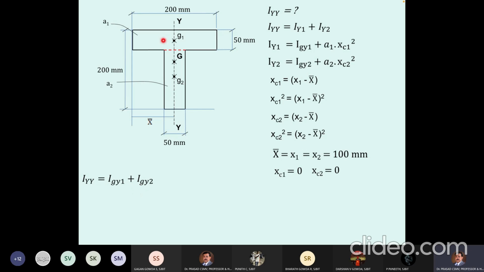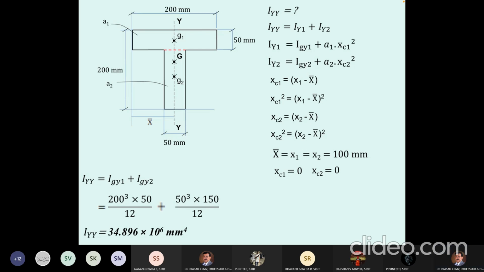What is Igy1? It is moment of inertia of rectangle A1 about its vertical centroidal axis. The formula which you know, it is b cube d by 12. Breadth is 200, depth is 50. And similarly for this rectangle about its vertical centroidal axis, b cube d by 12. B is 50, depth is 150. Now calculator, you can get the value. But now if you observe, we have not got the same values for Ixx and Iyy. They are different. So we should be ready to calculate the moment of inertia of such composite areas using parallel axis theorem. This is very much important.